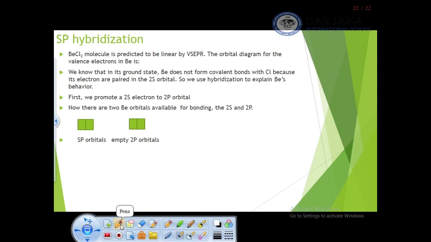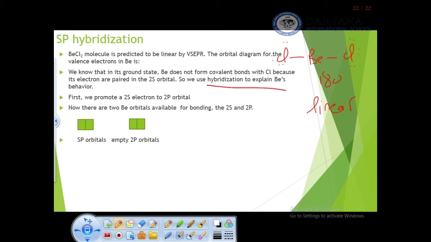And 180 degrees, it's represented by BeCl2. Cl, Cl, don't forget the dots. It's 180, it's linear. Okay? We know that Be in the ground state does not form a covalent bond with Cl because its electrons are paired in the 2s orbital, so we use hybridization to explain Be's behavior.